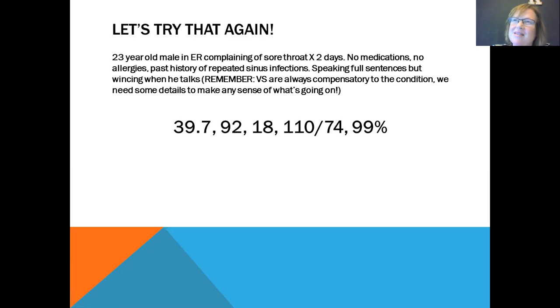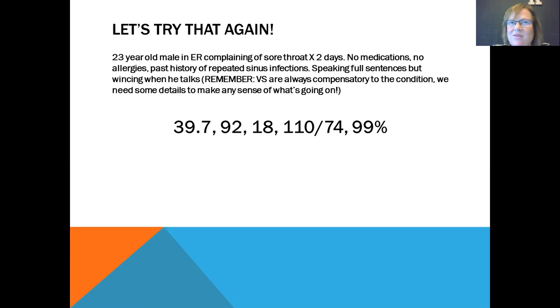Remember, vital signs are always compensatory to the condition. So we need those details to make sense of it. Otherwise, we're just analyzing something in sort of a black hole. Makes no sense. So what do you see with that? 39.7, 92, 18, 110 on 74, 99.